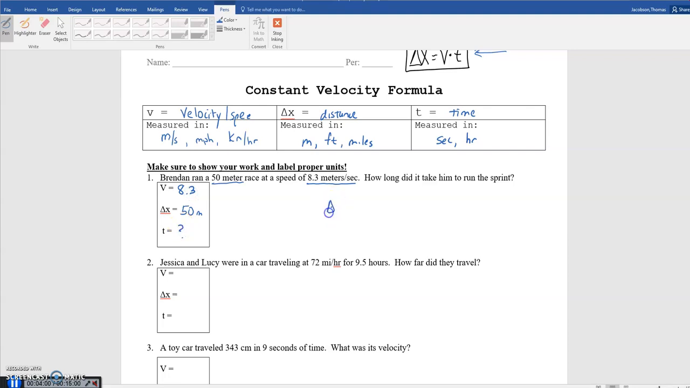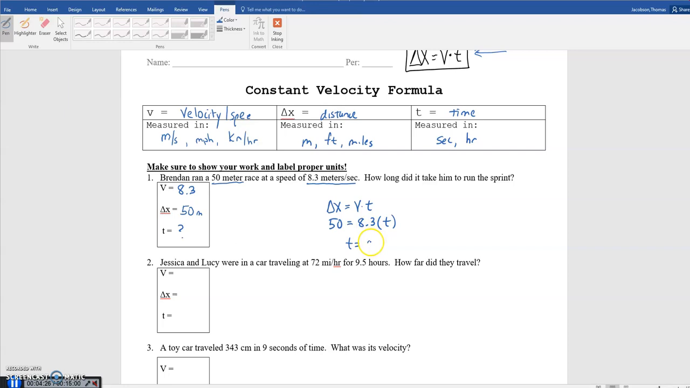So what I end up doing is I write out the formula, delta x equals v times t. I plug my numbers in underneath, so these are my substitutions. So that's going to be 50 equals 8.3 times time. At this point, you would go to your calculator, and to get t by itself, you would divide 50 by 8.3. And I get 6.02.